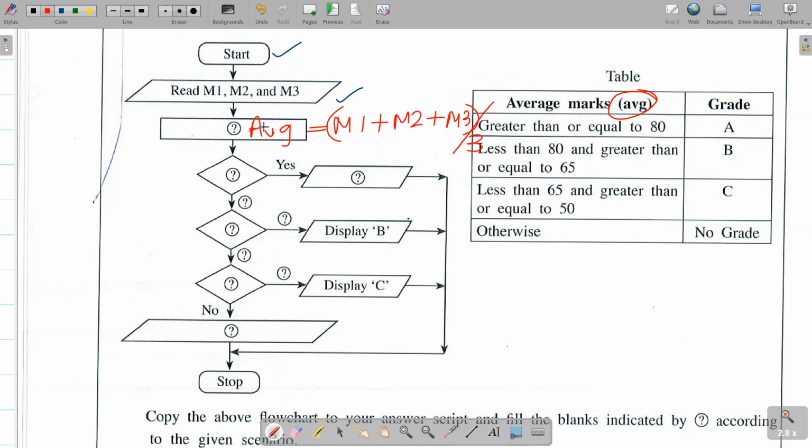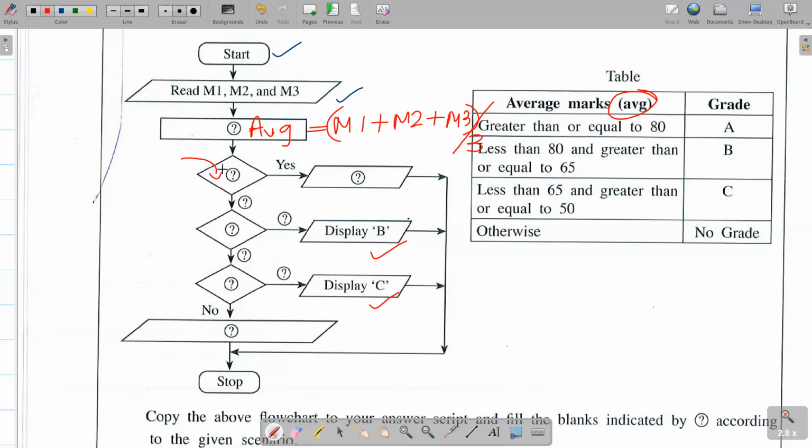Right? So that is going to be that. And now displaying B and displaying C is given over here. So first you should recognize how to give the grade A. So it's easy. Now we have to check what.